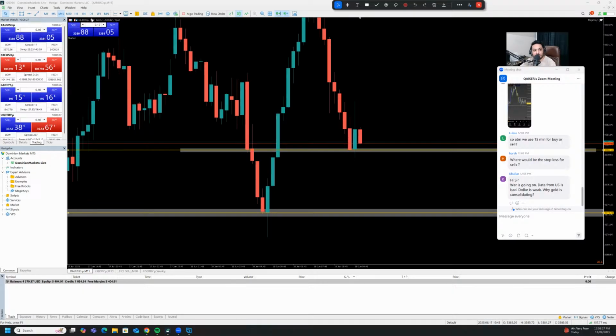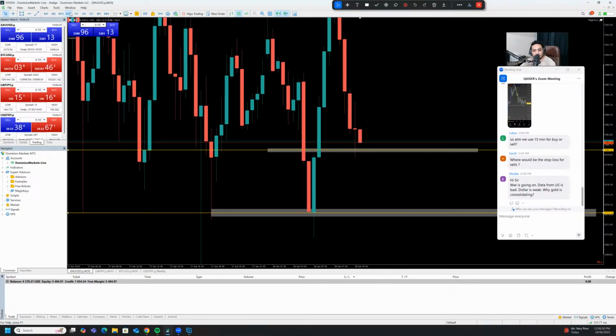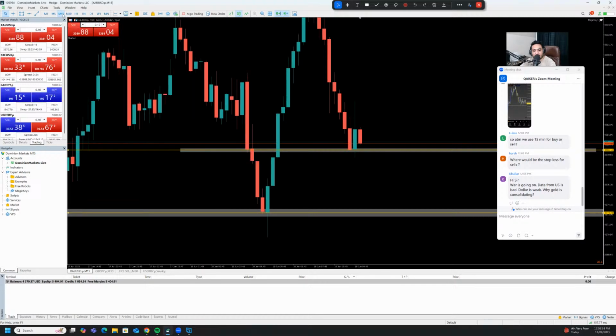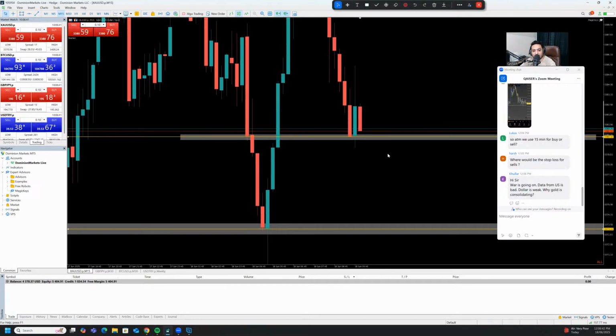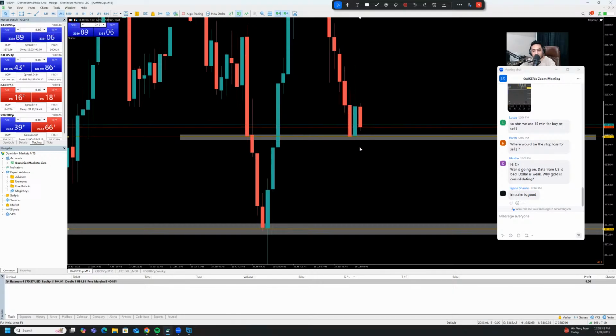Should I go for impulse entry? Let me just see this one. This candle just closed with a small body, M15. Hmm. Here I just need to take a decision: should I go with the impulse entry using the M15 time frame, or should I wait for the M15 candle to break and close below the support as a confirmation candle.